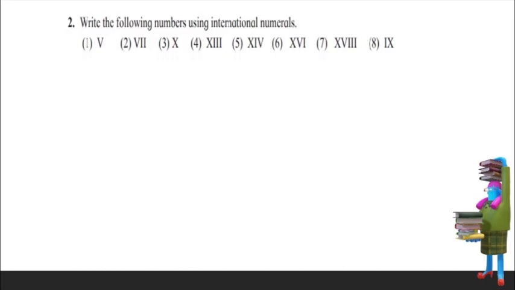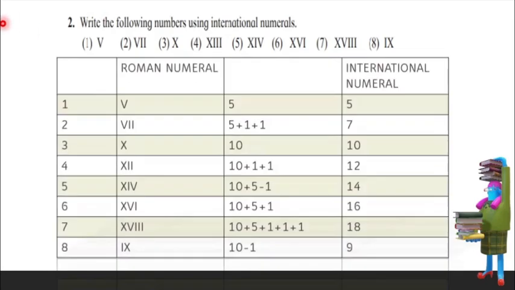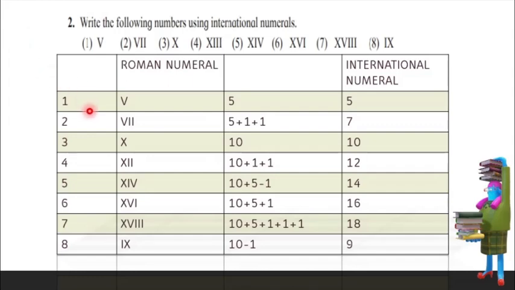Let's see what the second question says. Second question is, write the following numbers using international numerals. Now children, they have given you some questions in the form of Roman numerals, and you have to convert them into the international numeral form. Look at the first question. First question is what? V. V in the international form is 5.